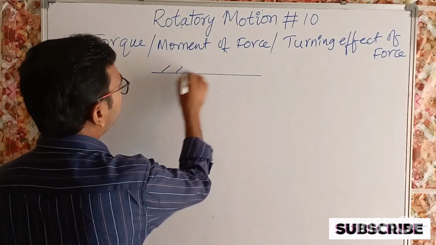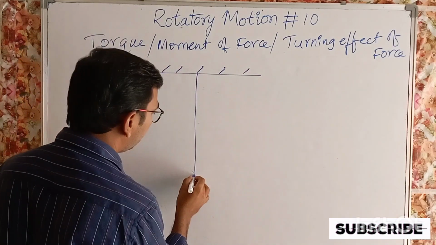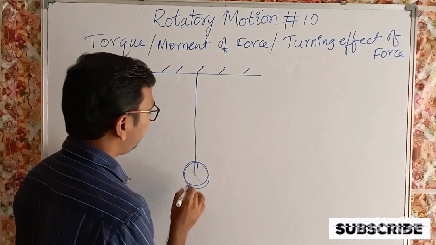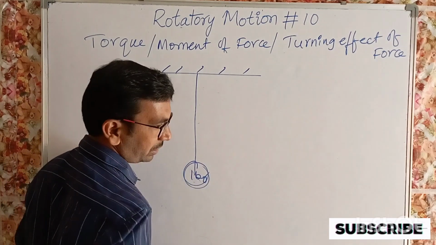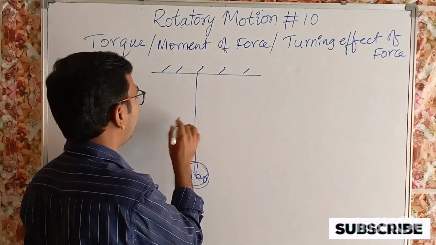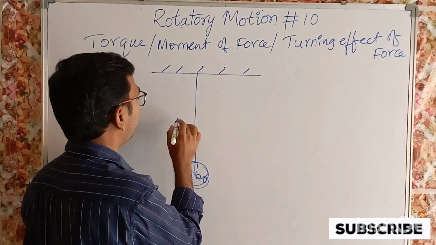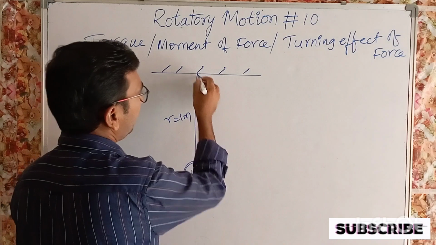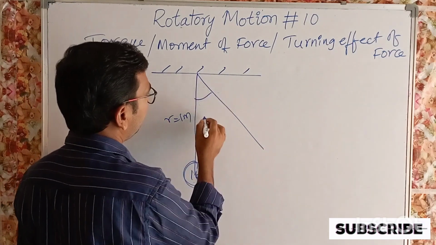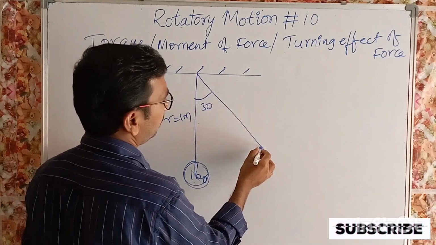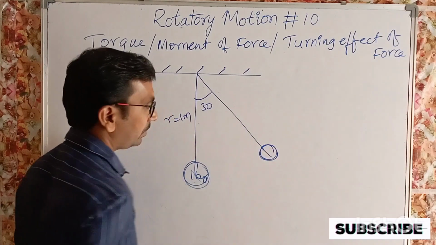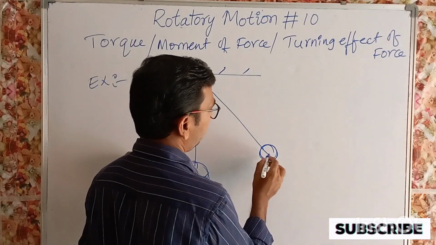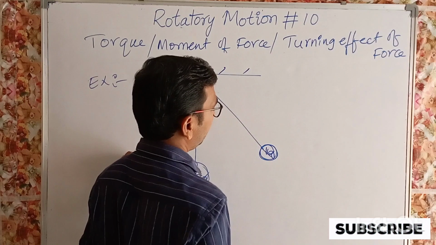I will consider an example. This is a simple pendulum with a mass of 1 kg, and the length is 1 meter. This simple pendulum makes an angle theta. You can find out the turning effect here.